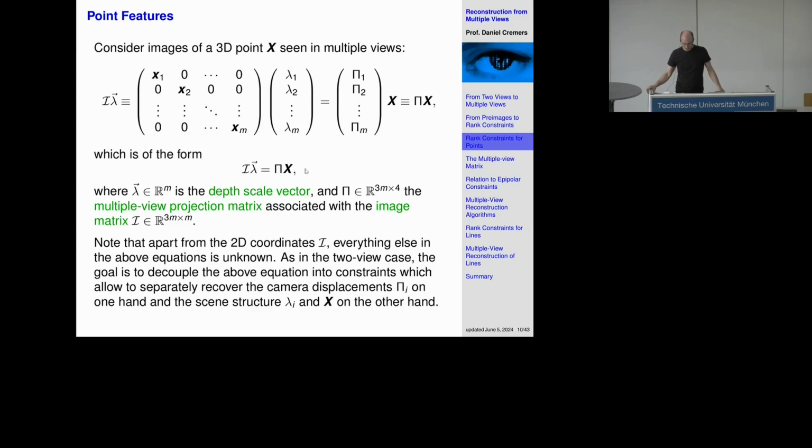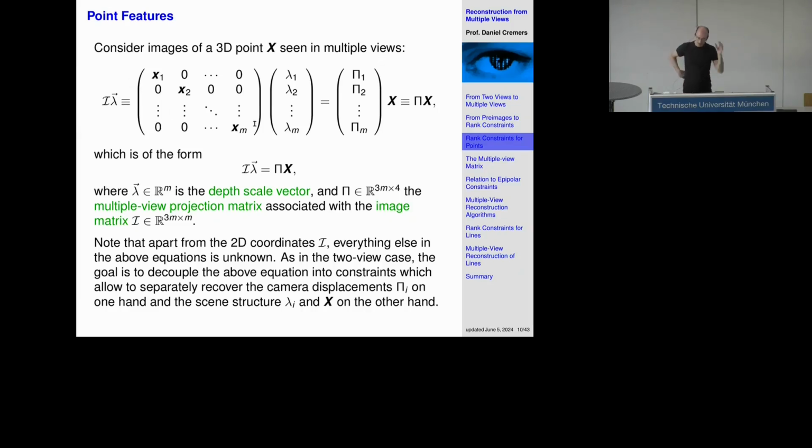What we're going to do is derive constraints for multiple views. We derived the epipolar constraint, from which we then developed the 8-point algorithm. In this chapter, we're going to extend this to multiple views, and we'll focus on points observed not in two, but in multiple views. And this is what you see in this equation.